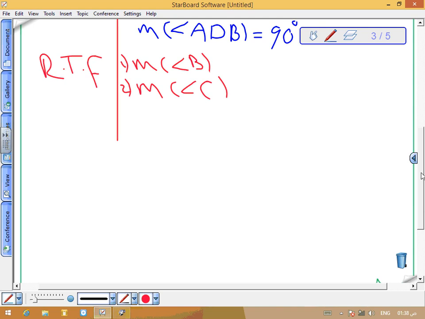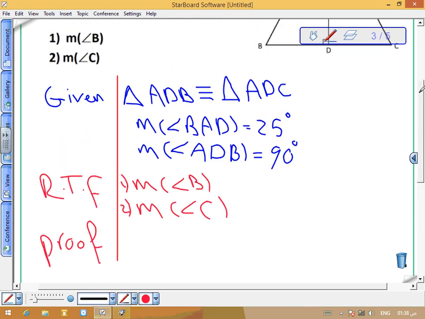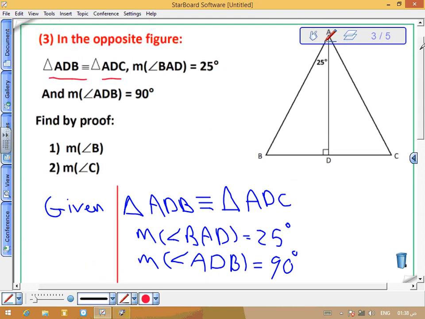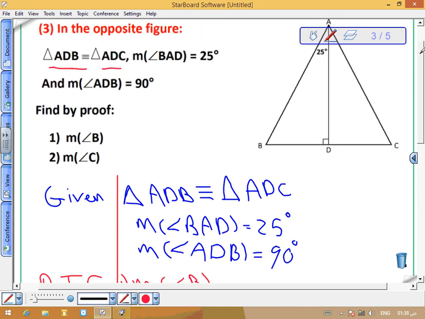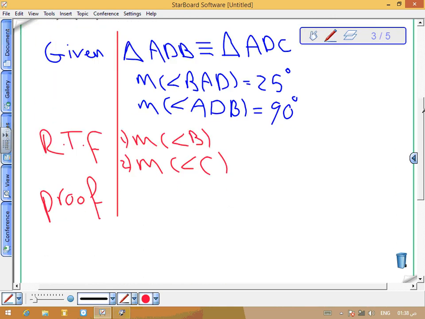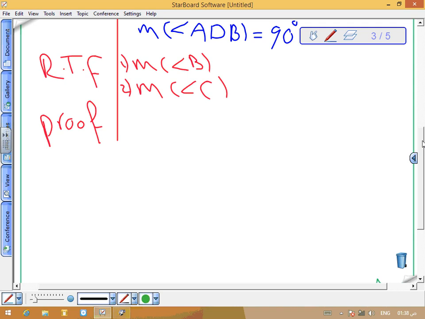Write the proof, or start writing the steps of the answer. Since measure of angle BAD equals 25 degrees.